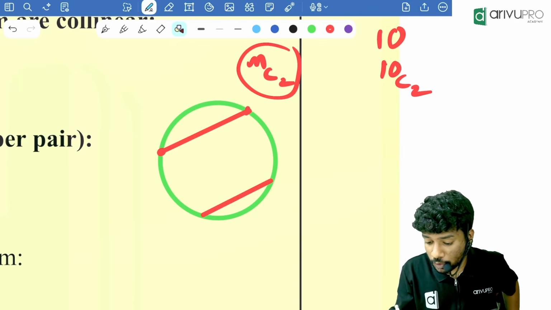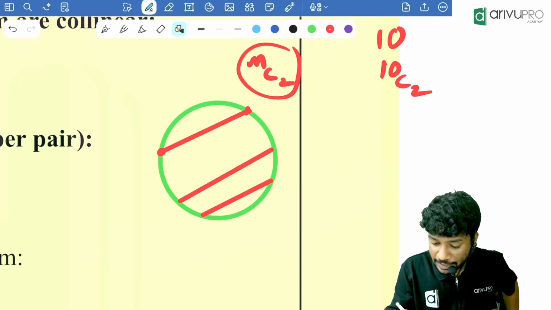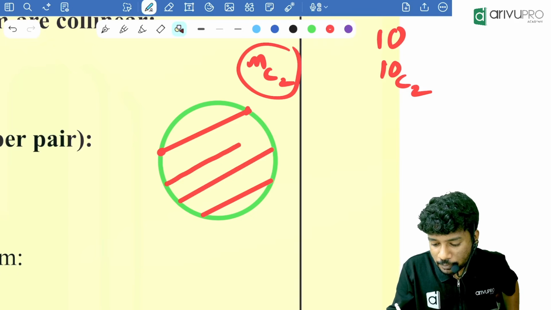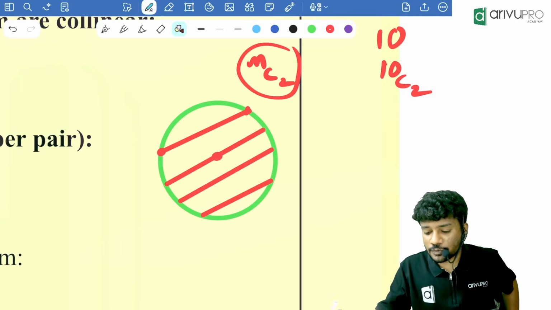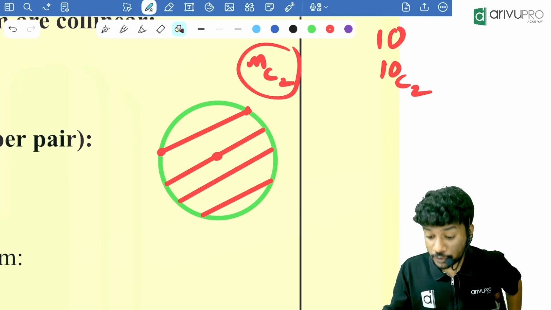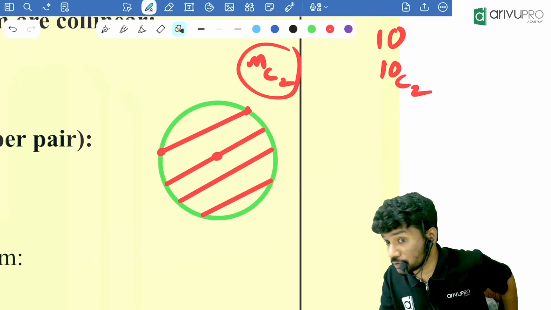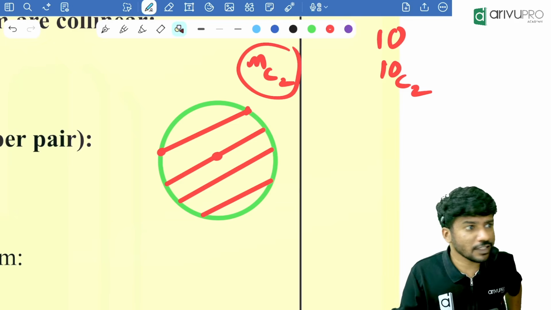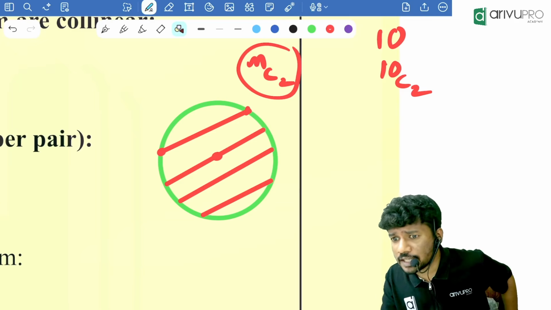So these all are chords. Radius is also a chord. Why? Because it is passing through the center. That's why we are calling it what? Radius. Sorry, diameter. Otherwise, it is called the chord. Okay, everything: 2 points connected in a circle is called a chord.